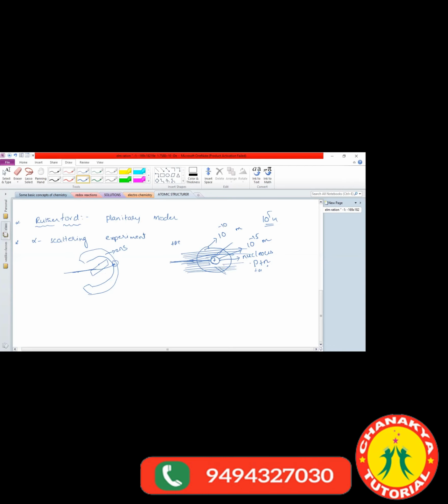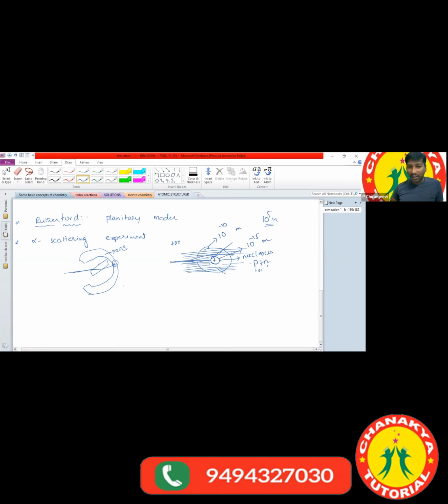But is the Rutherford atomic model stable or unstable? The Rutherford atomic model is also a failure model. Sir, how are you saying the Rutherford atomic model is a failure? He also didn't explain the stability of the atom.